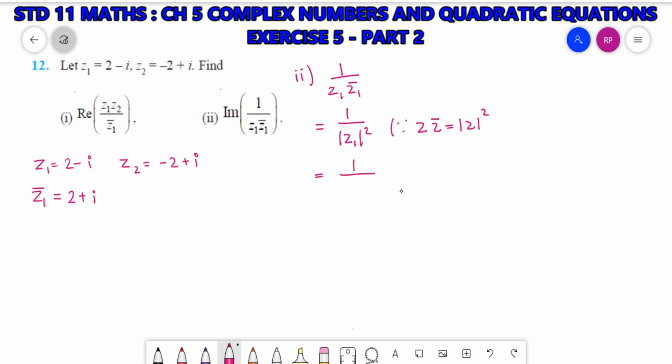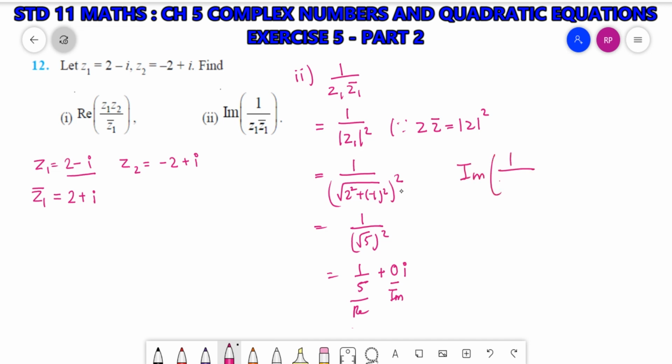So this will be equal to 1 upon, what is Z1? That is 2 minus i. So this will be equal to 1 upon the square root of 2 squared plus minus 1 squared, whole squared. This will be equal to 1 upon 2 squared plus 1 squared, 4 plus 1, 5. So this will be equal to 1 by 5. Okay, so rearranging in the form a plus ib, I can write plus 0i. This is the real part and this is the imaginary part. Imaginary part of 1 upon Z1 into Z1 bar is equal to 0. Clear? This was about the second part of question number 12. Note it down.